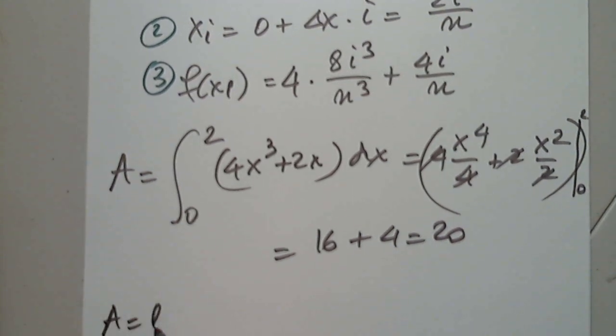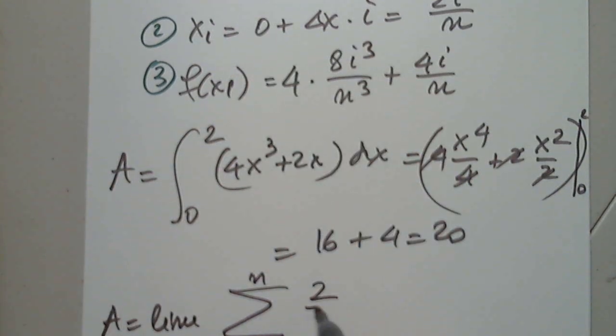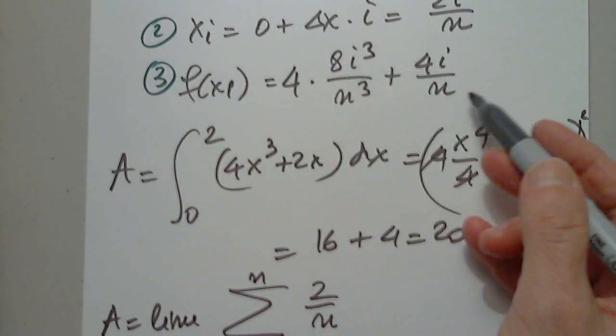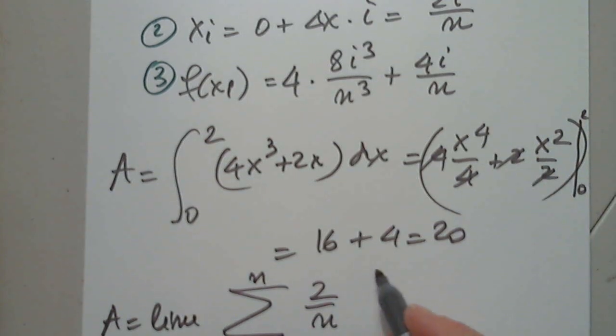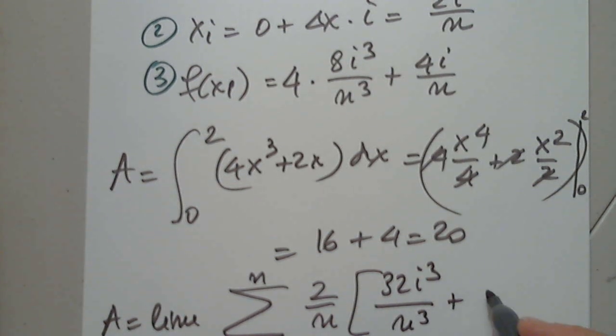Now the area is the limit as n approaches infinity of the sum from i equals 1 through n of delta x, 2 over n, multiplied by f of xi: 32i cubed over n cubed plus 4i over n.